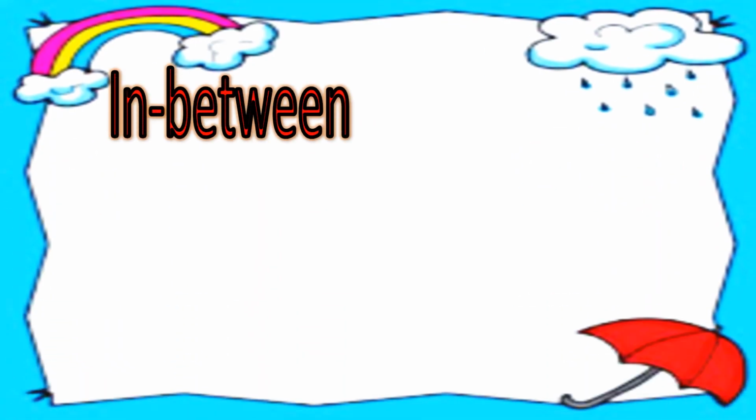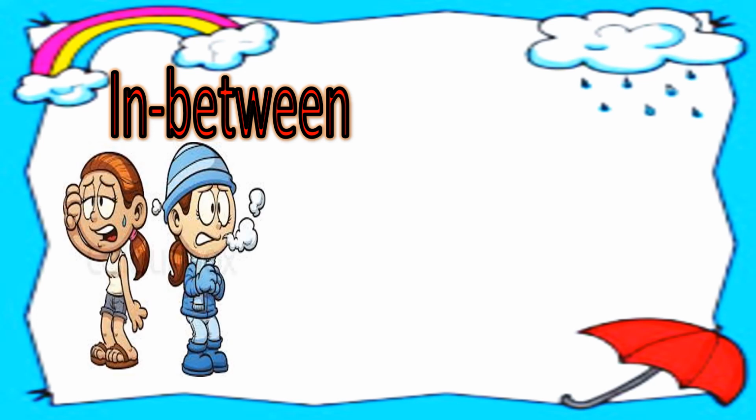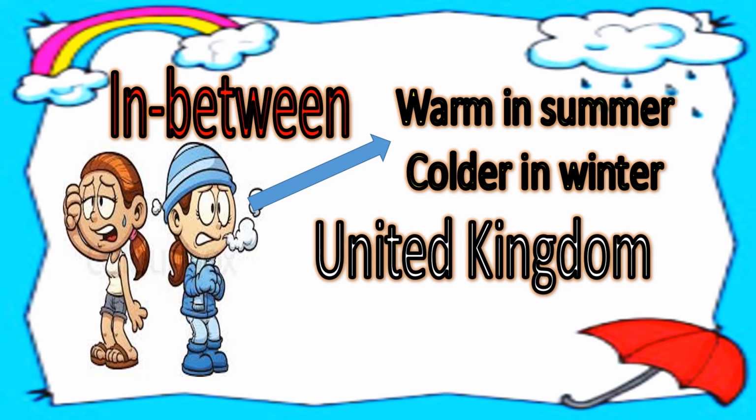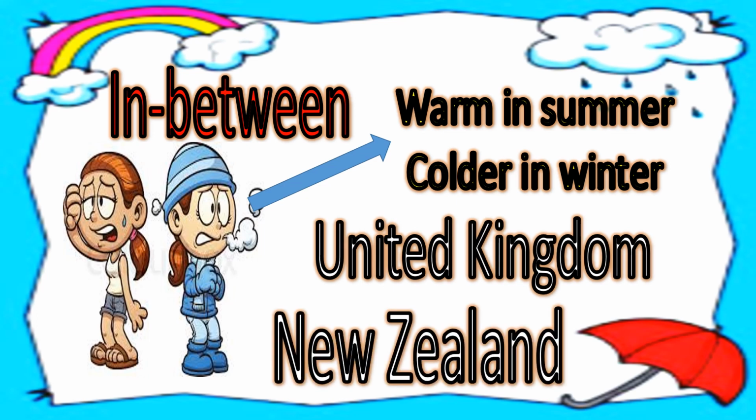Now, the last one is the in-between. Okay, look at the picture. What did you notice? Okay, so when you see in-between, the weather there is warm in summer and colder in winter. So they have two different weathers. It's warm and cold. For example, in the United Kingdom and in New Zealand.